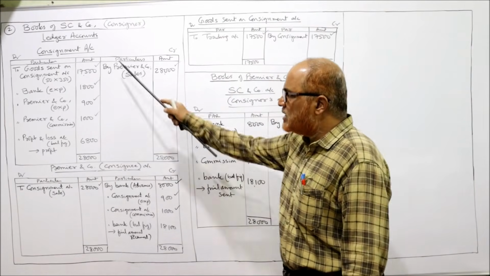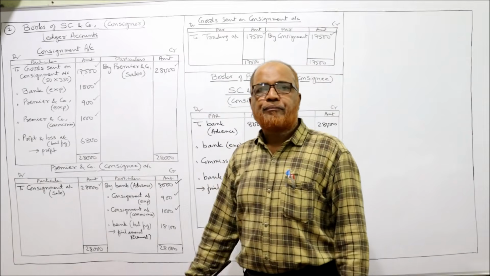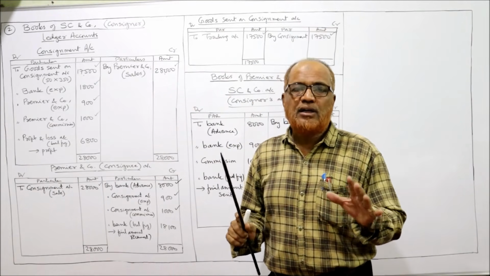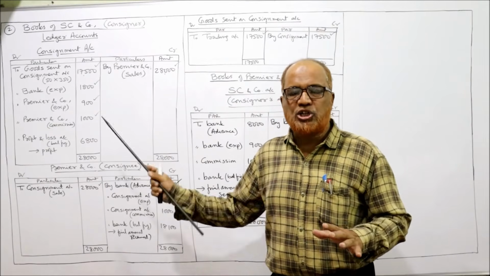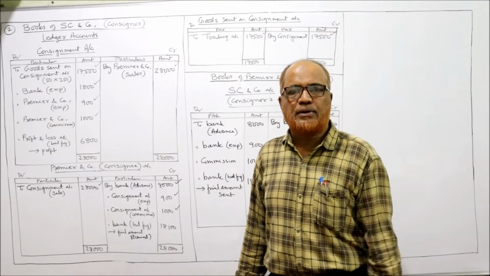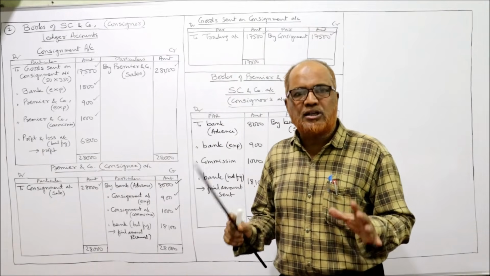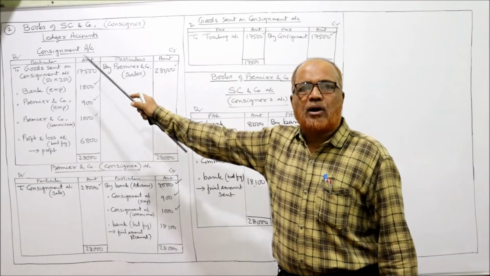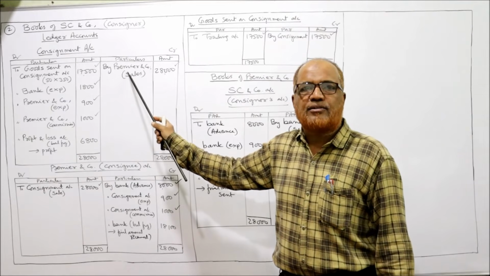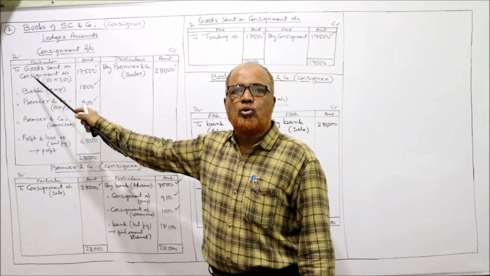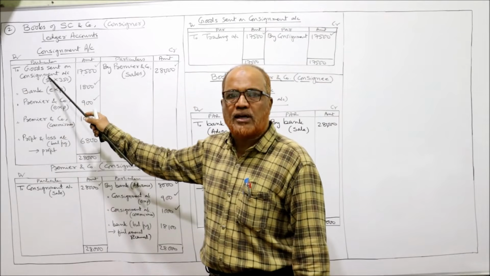That's it. So these are the ledger accounts in the books of the consignor. If you remember the entries, easily you can post it into ledger accounts. Otherwise, if you want to follow the rule of thumb, just make it a rule that on consignment account, credit side will take the sales. Debit side will take the cost of goods sent on consignment.